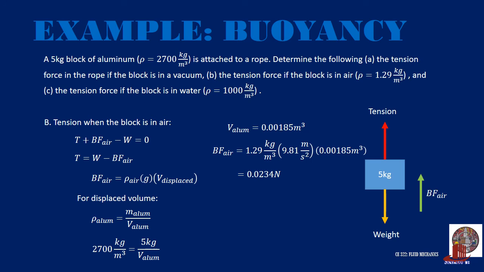So plugging in the buoyant force to the general equation, we get T is equal to 49 newtons less 0.0234 newtons, and T is equal to 48.9766 newtons.